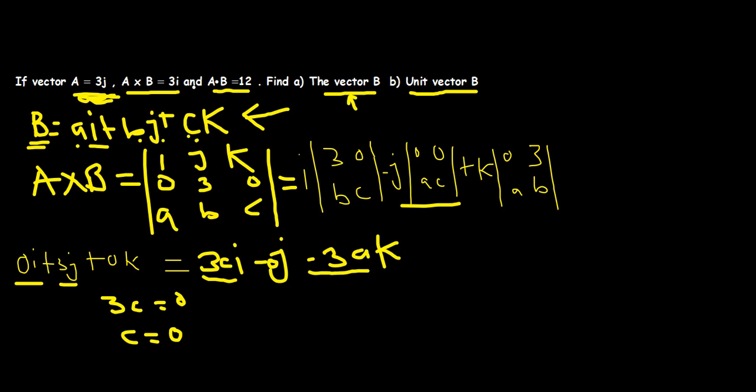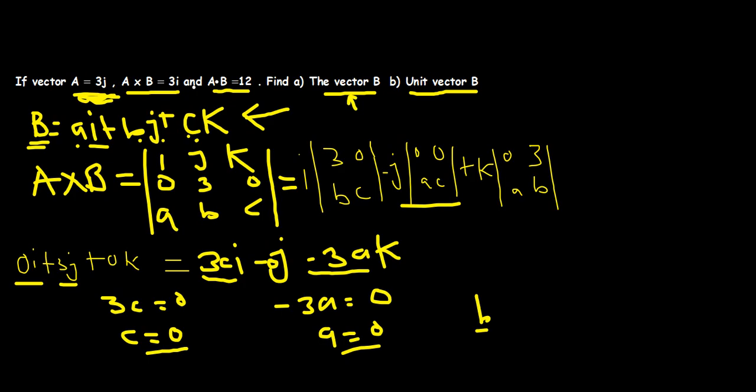So 3a is equal to 0. Divide both sides by minus 3, and a is equal to 0. So we found the value of a, which is 0, and the value of c, which is 0. So how is that going to help us in order to find the value of b?